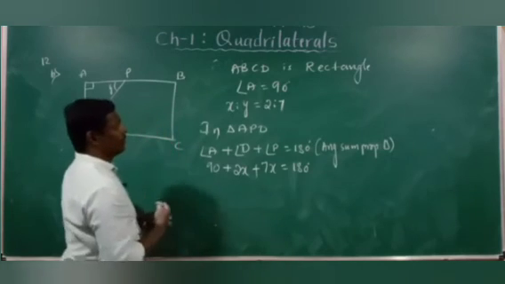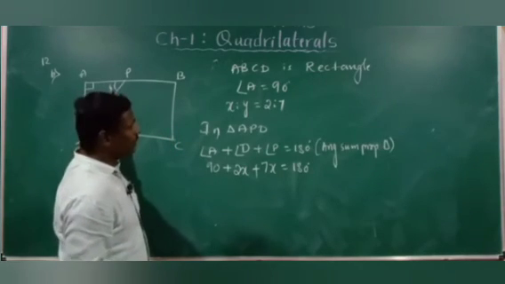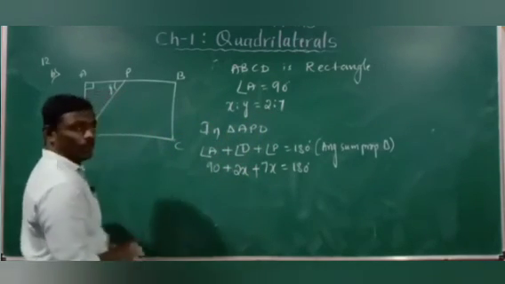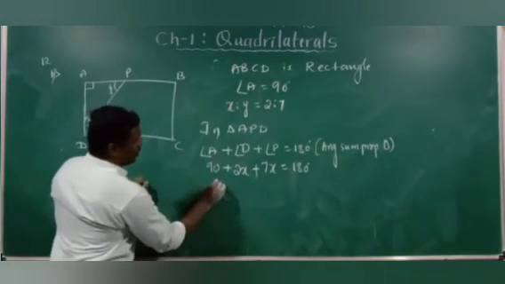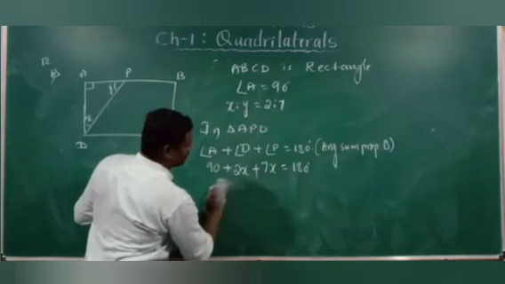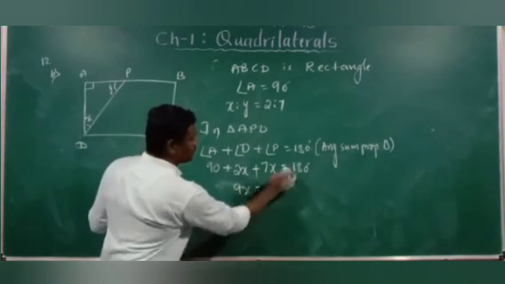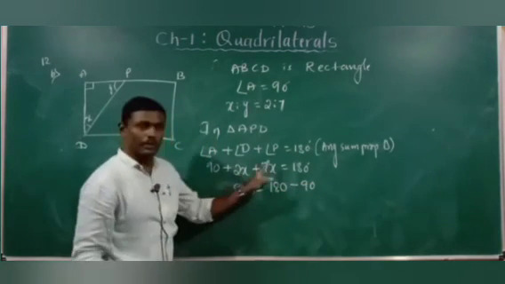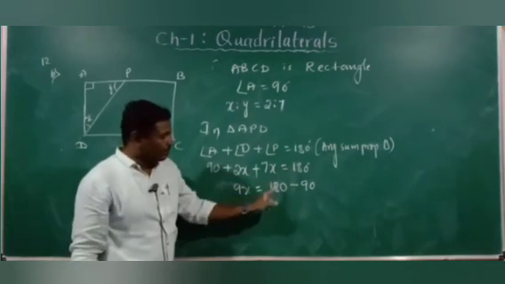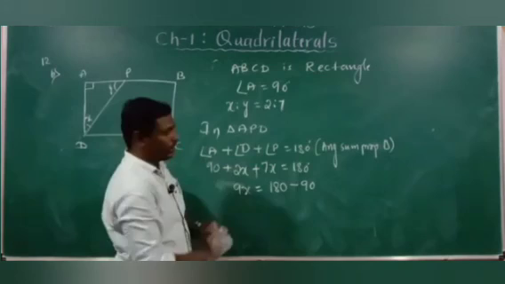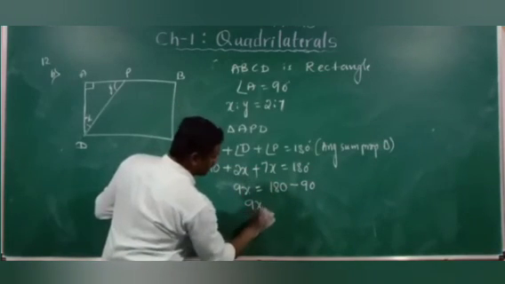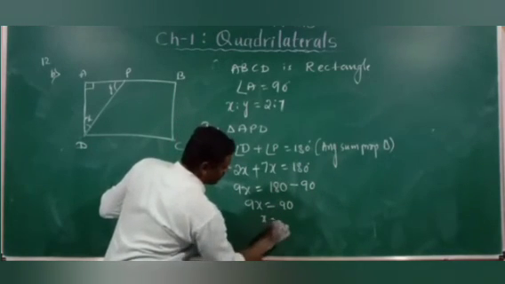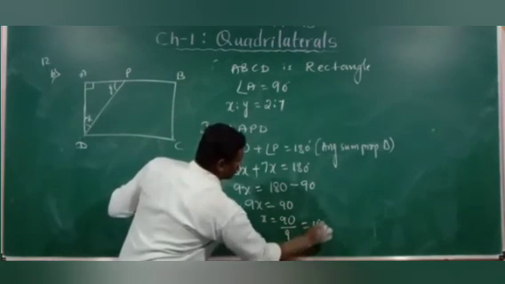Here x and y are different ratios, so we take 7 as one of the values of x as well. Next, 2x plus 7x is 9x, which is equal to 180 degrees minus 90 degrees. Write this 180 as it is and take the 90 to the RHS. Now 9x is equal to 90. x is equal to 90 divided by 9, that is equal to 10.